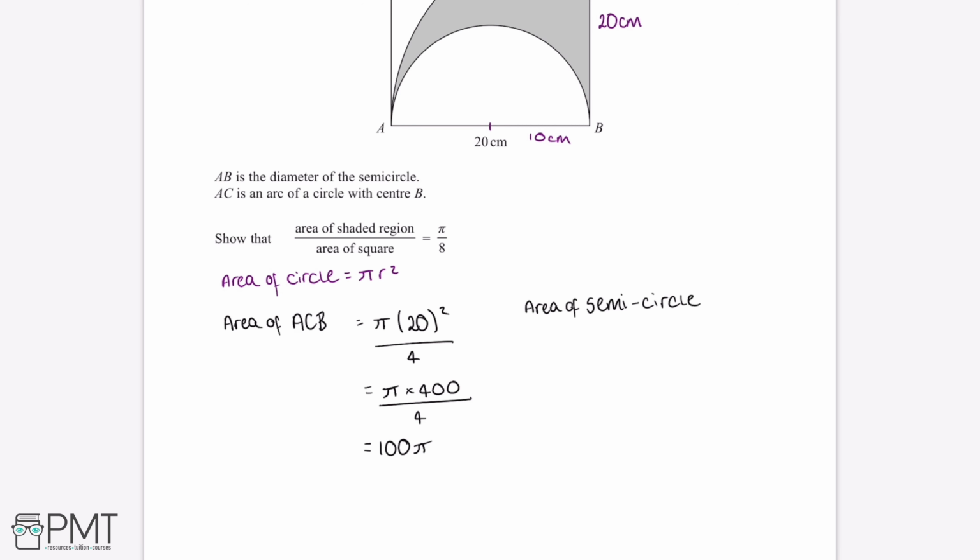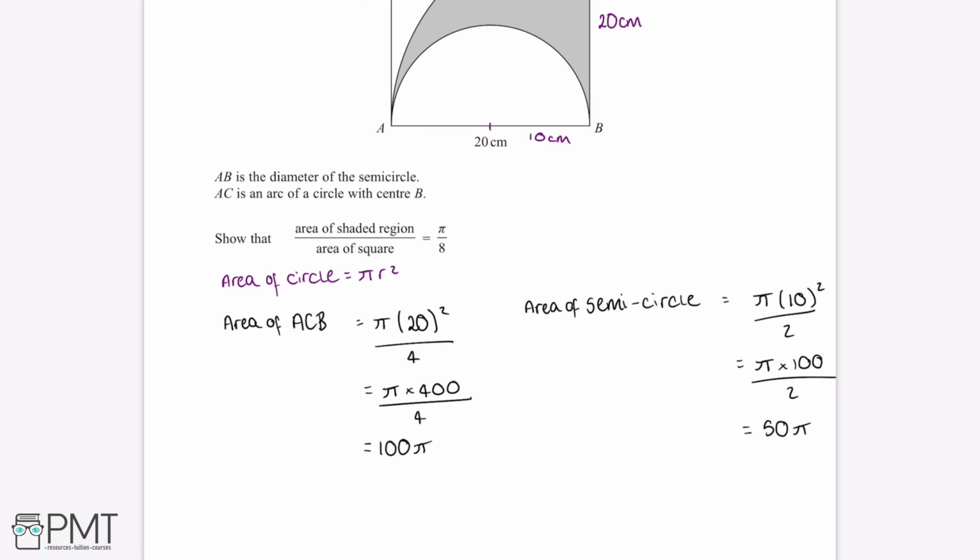So now we need to substitute 10 centimetres into the area of this circle. And this gives us pi multiplied by 10 squared. And because it is a semicircle, we'll want to divide this by 2. Next, we'll need to simplify this down. So as before, we'll first square the 10, which gives us pi multiplied by 100, all divided by 2. And then pi multiplied by 100 divided by 2 will give us 50 pi.